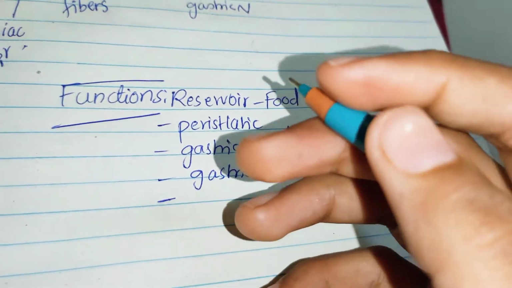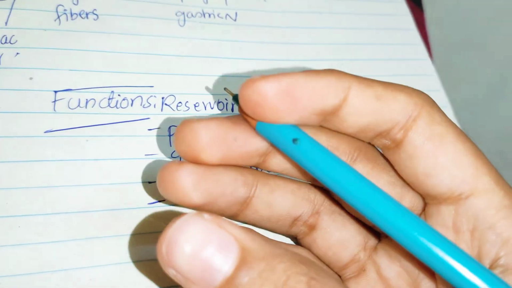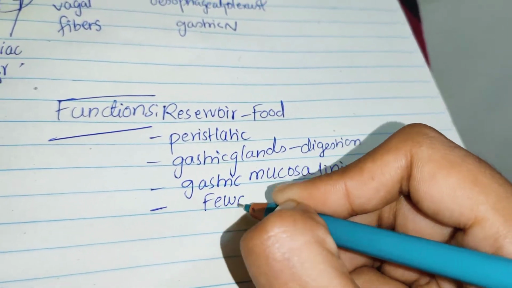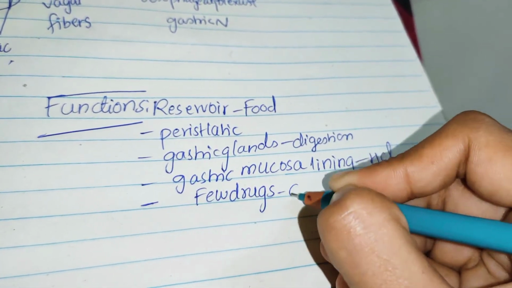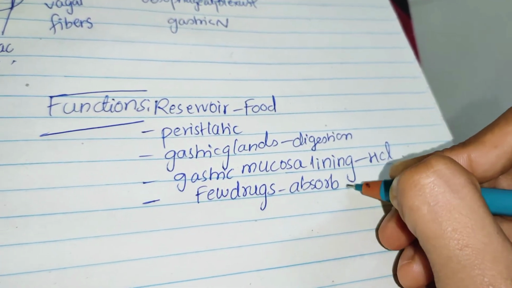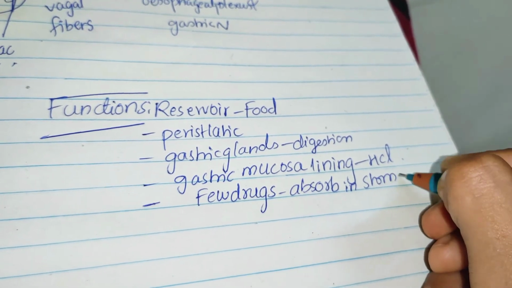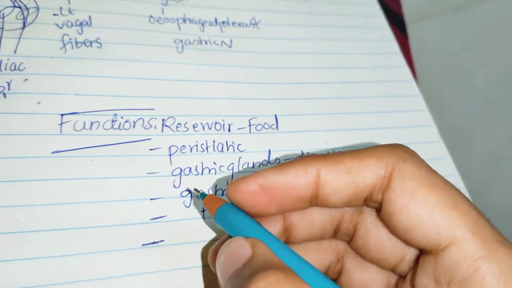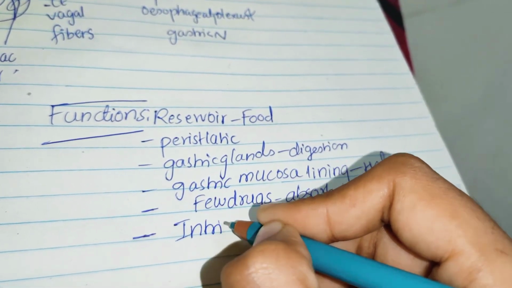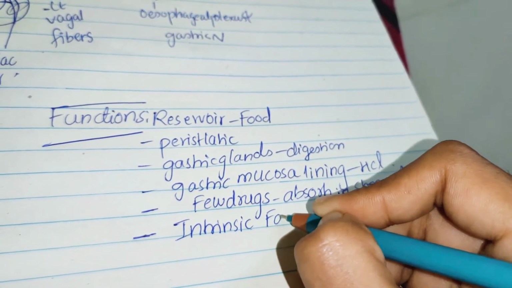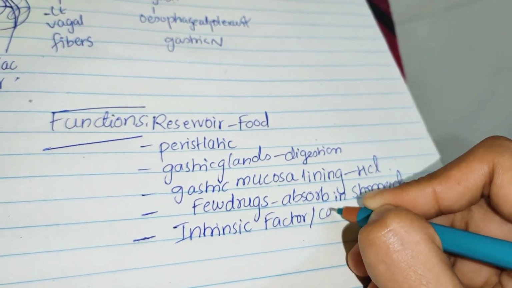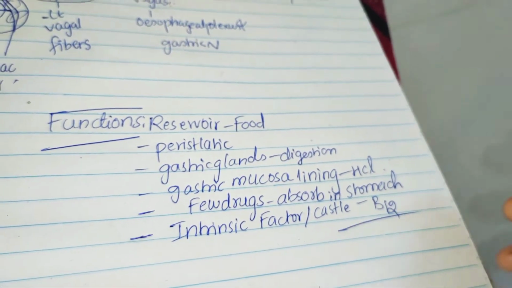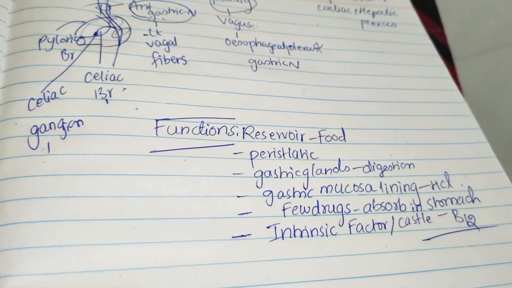Next, some substances like alcohol, water, salt, and few drugs are absorbed in the stomach, right? So you can write few drugs absorbed in the stomach. Next, the stomach produces intrinsic factor. This is important. The stomach produces intrinsic factor, or you can say Castle's factor, which helps in absorption of vitamin B12. So these are some important functions of the stomach.